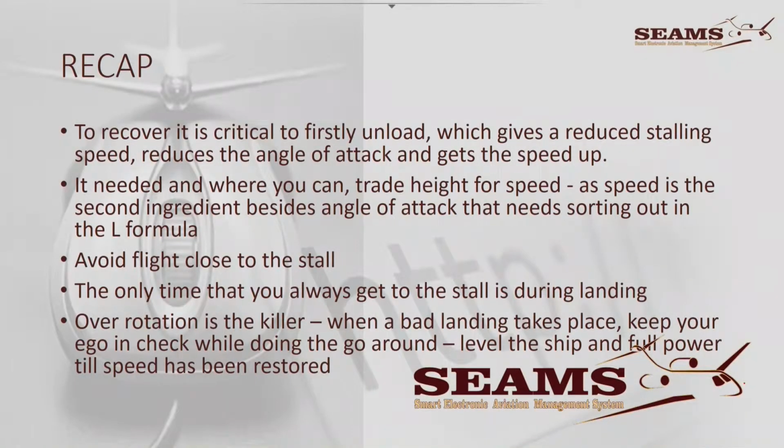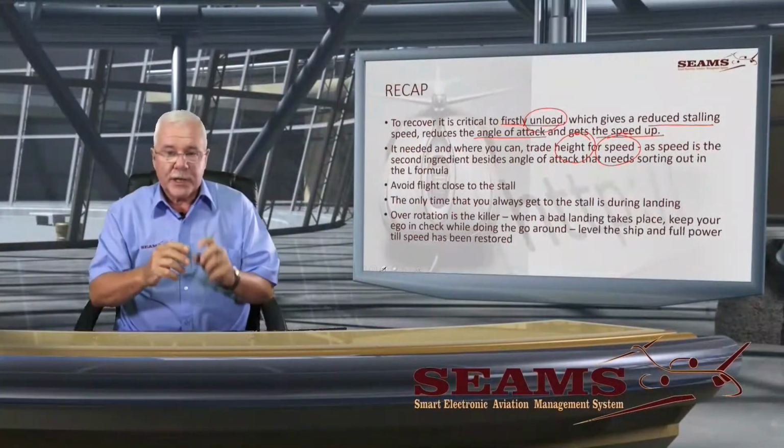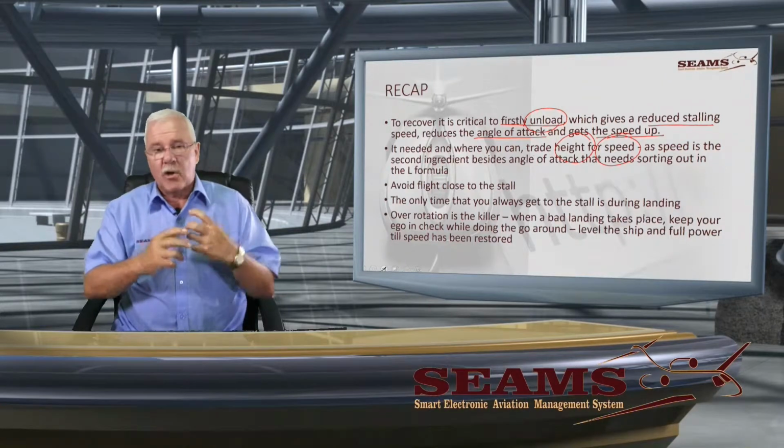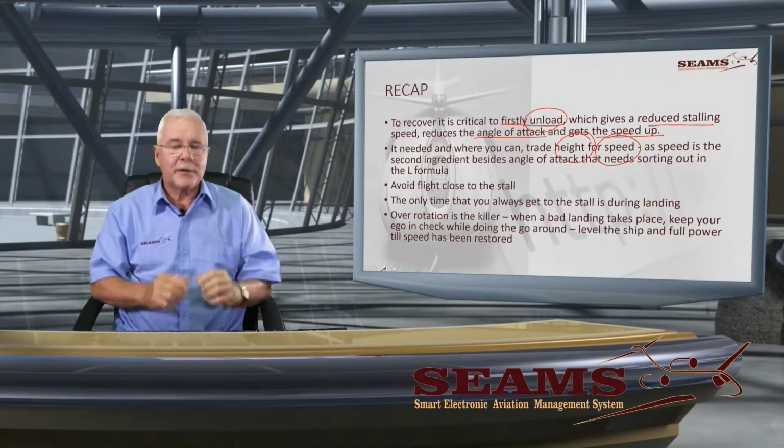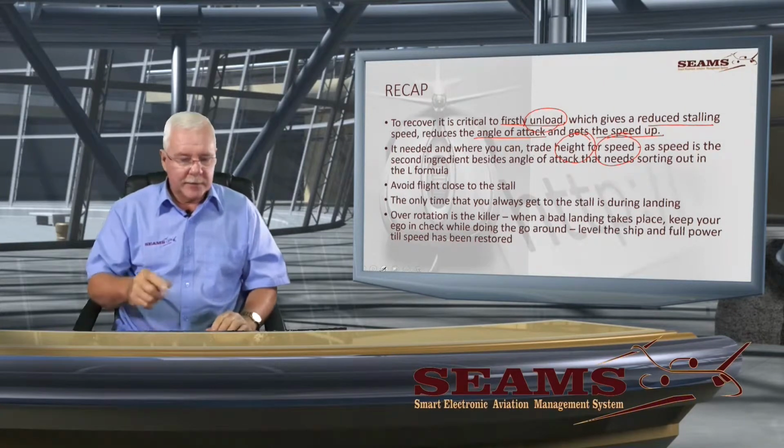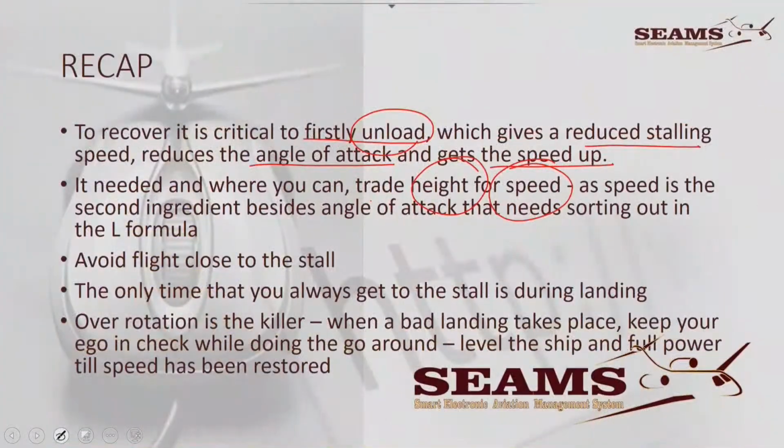So let's recap. To recover, it's critical to firstly unload, that we now know, which gives the reduced stalling speed, reduces the angle of attack, and gets the speed up. That's number one. If needed and where you can, trade height for speed, because the potential energy that is locked up in the height is what you can actually put in to help to recover the lift formula at this moment. Avoid flight close to stall.